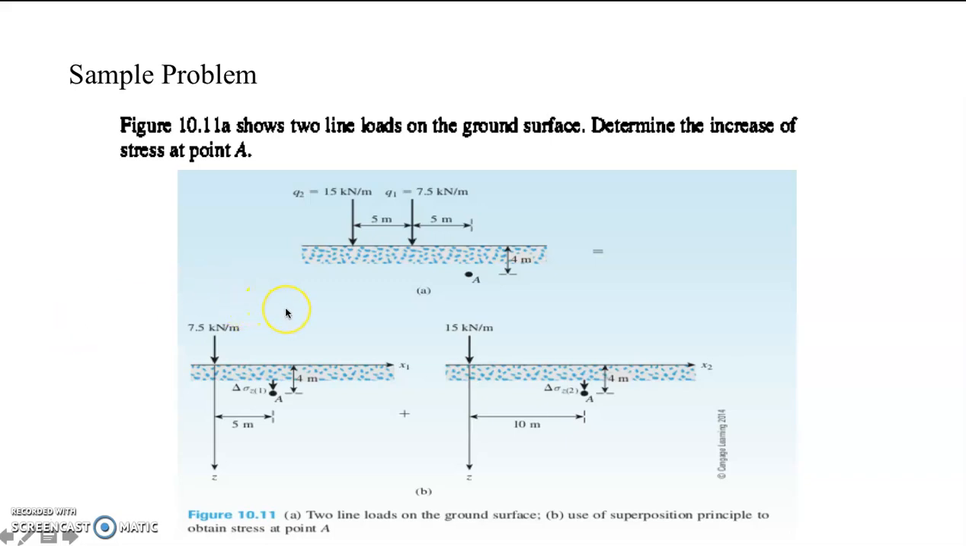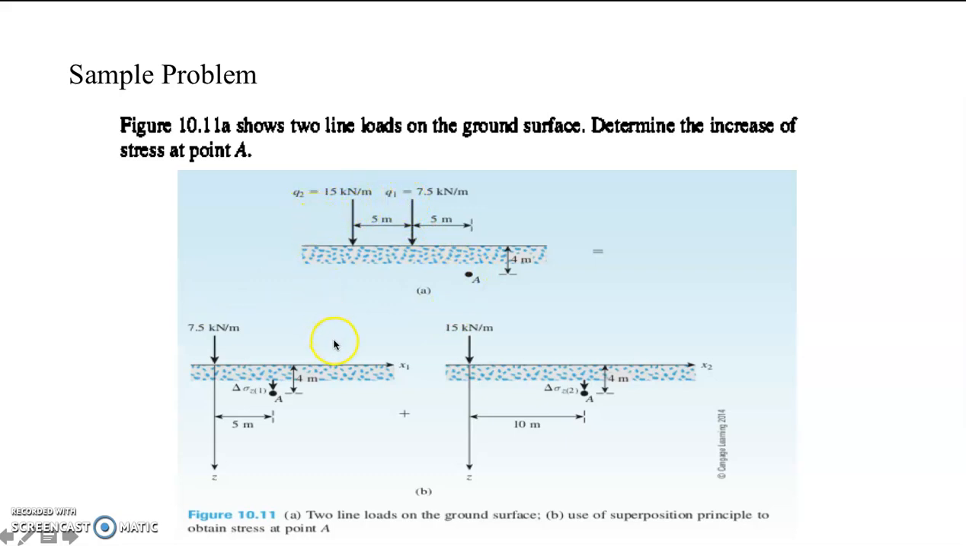So we have here a sample problem. This figure shows two line loads on the ground surface. Determine the increase of stress at point A. For this one, you are given two line loads, Q1 and Q2, having an intensity of 7.5 kilonewton per meter and 15 kilonewton per meter. We are trying to solve for the stress at point A caused by Q1 and Q2.